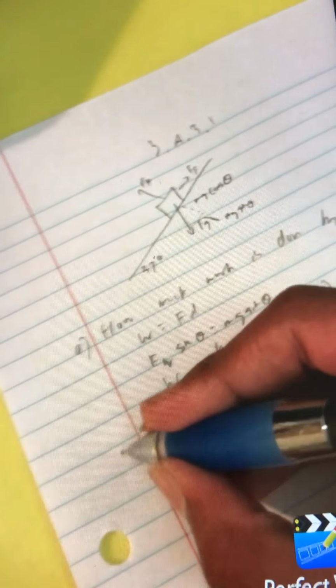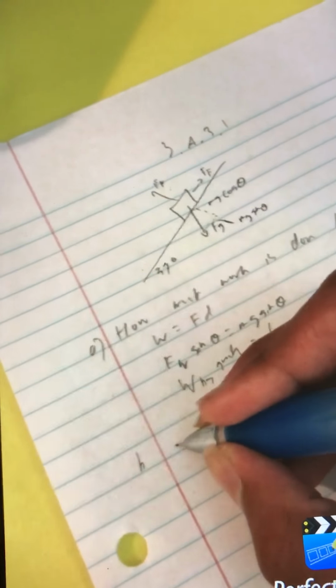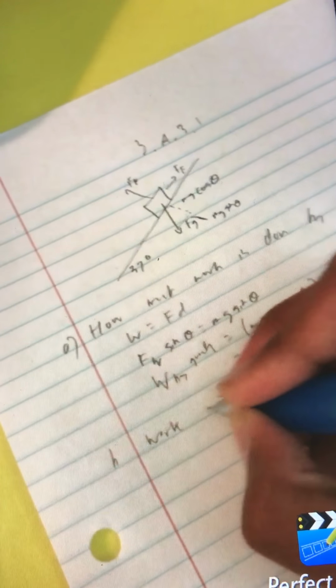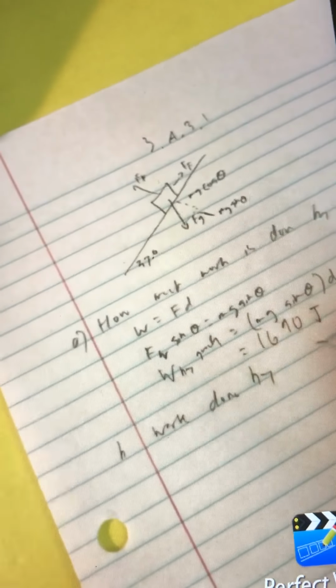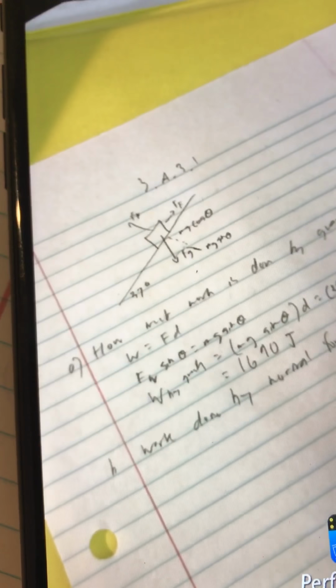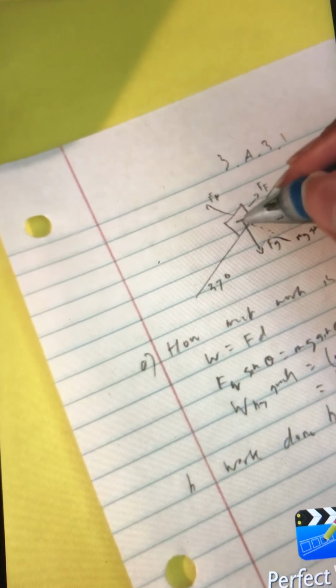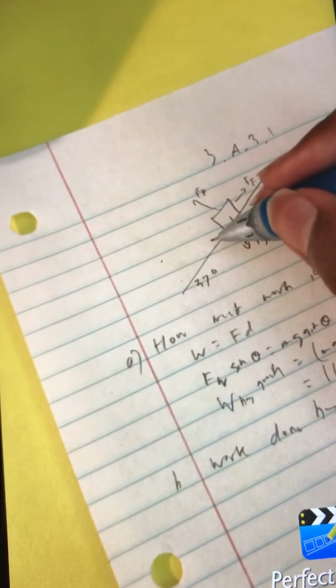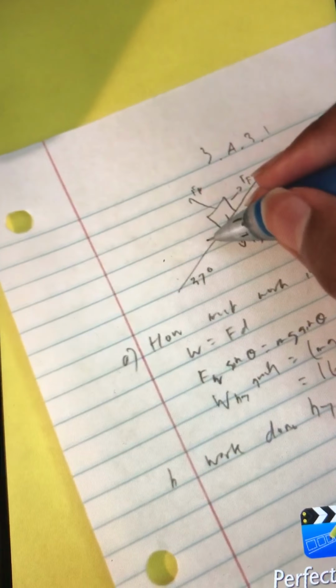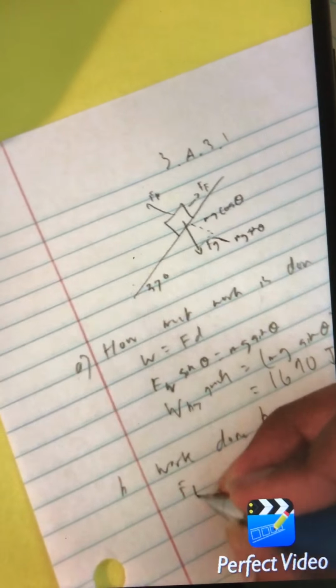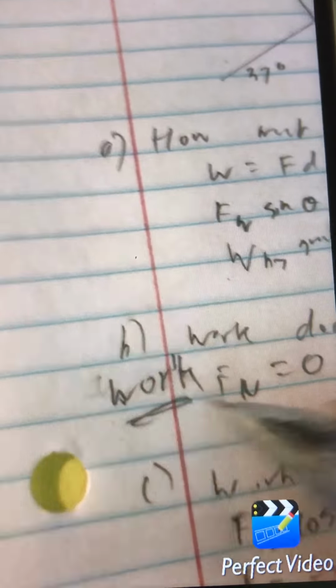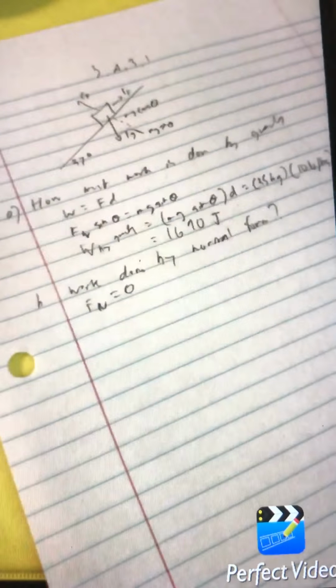The next part of the question is how much work is done by the normal force. This is actually pretty straightforward, because the normal force is perpendicular to the motion, so therefore the work done by this force is 0. That is, the work done by the normal force is 0. Next, we'll tackle how much work is done by friction.